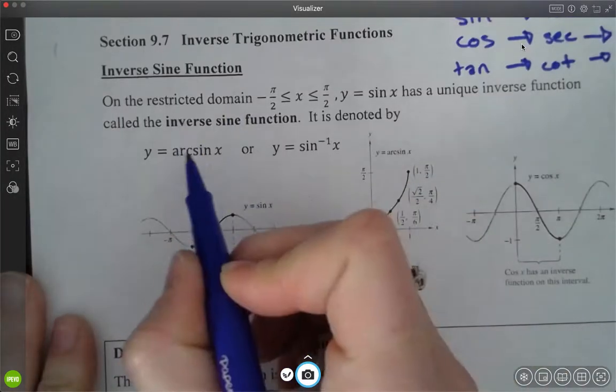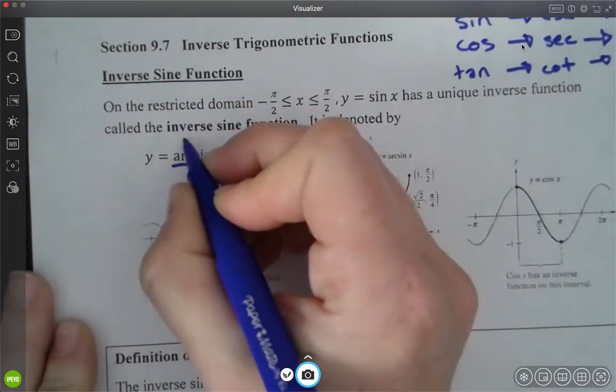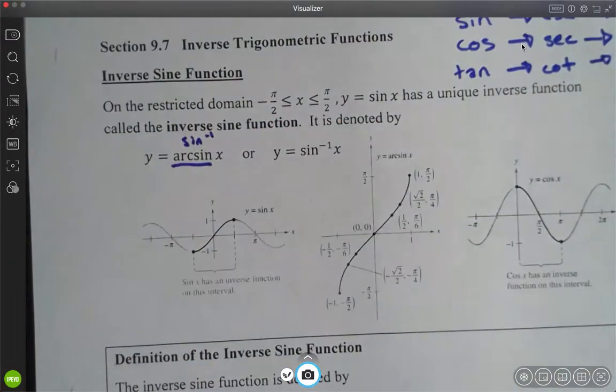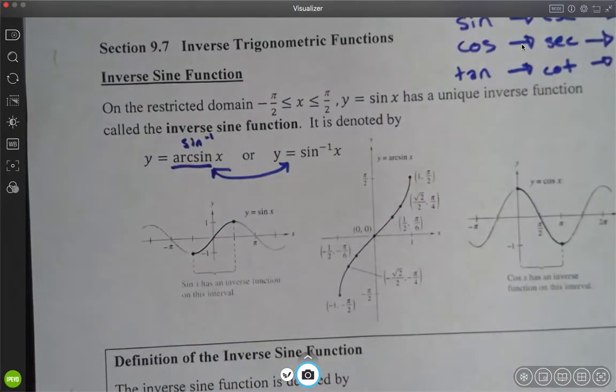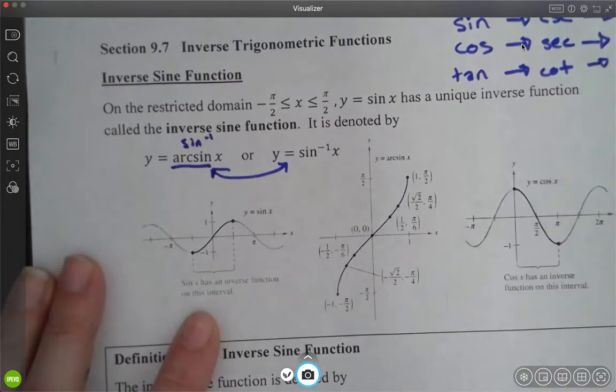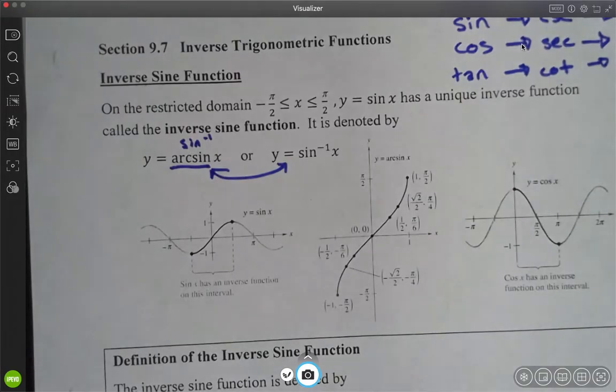Now, arc sine is the same thing as inverse sine. So sometimes they will call it arc sine and sometimes they will call it inverse sine. Those two things mean the same thing. It's written right here. Those two things are interchangeable, so if they call it arc sine, don't get confused. Same thing with arc cosine and arc tangent, those just mean inverse cosine, inverse tangent, okay?